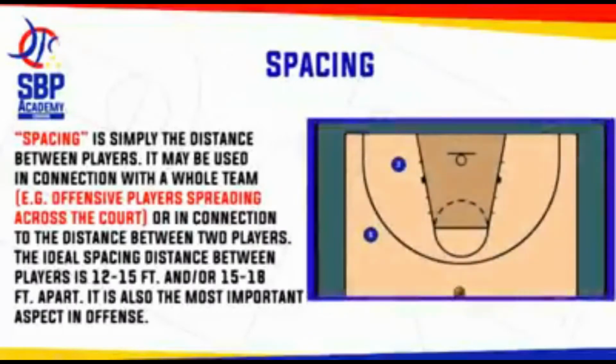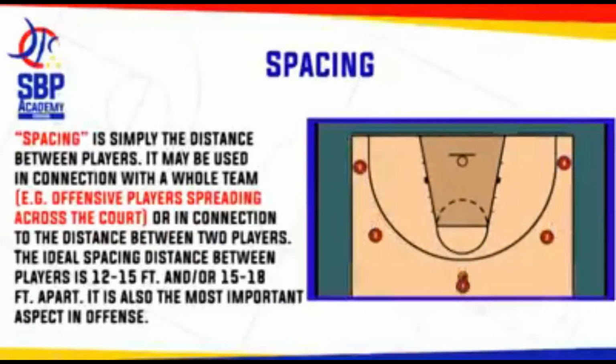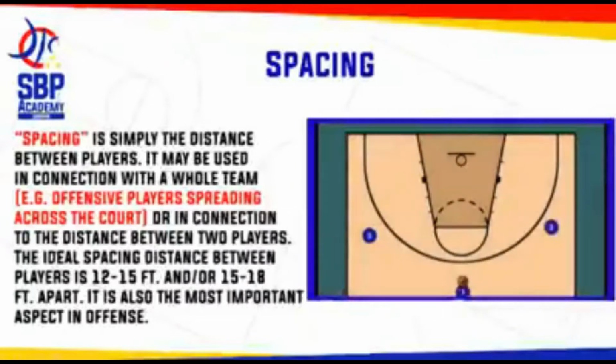Spacing is simply the distance between players. It may be used in connection with a whole team or in connection to the distance between two players. The ideal spacing distance between players is 12 to 15 feet and/or 15 to 18 feet apart. It is also the most important aspect in offense.